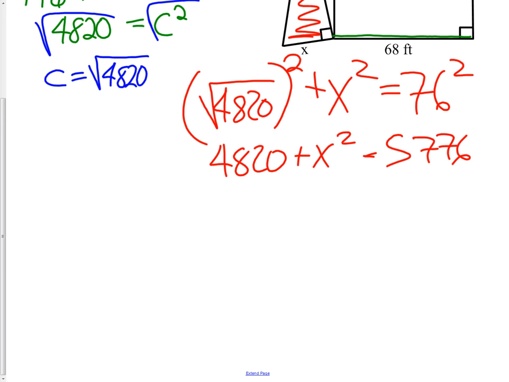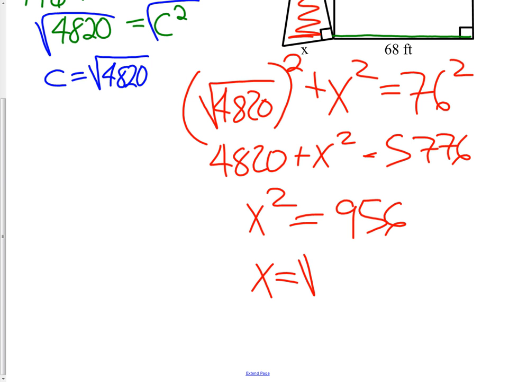Now, all we need to do is minus the 4820, and we have our answer. X squared equals 956. So x equals the square root of 956. Now we can see that we could either from there give the decimal version or give the simplified radical form.